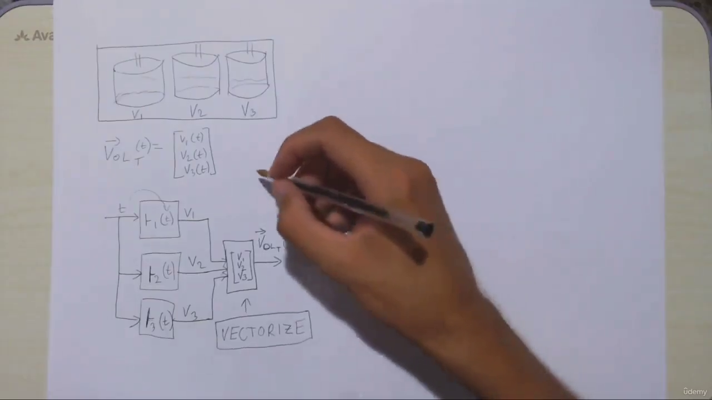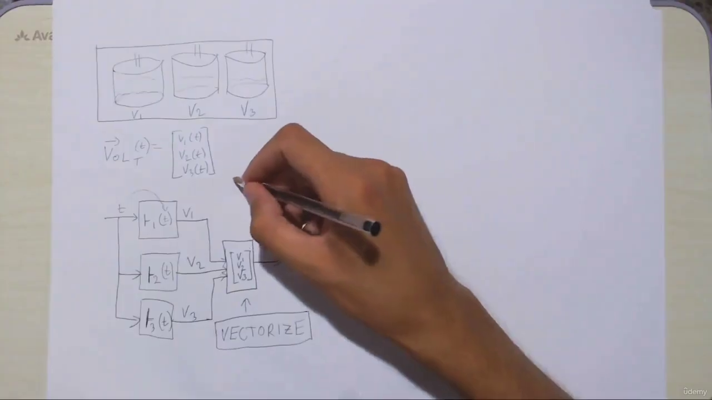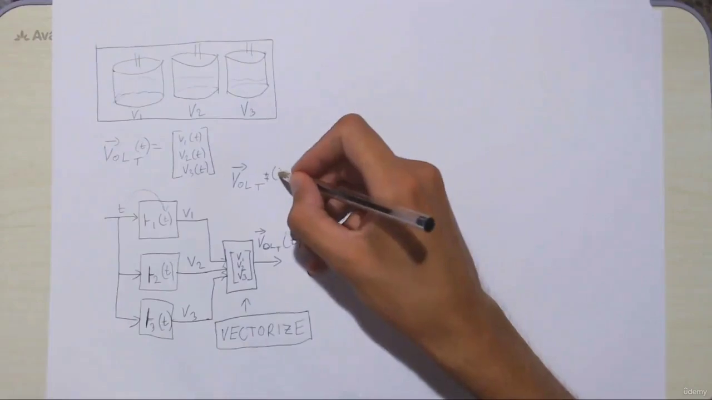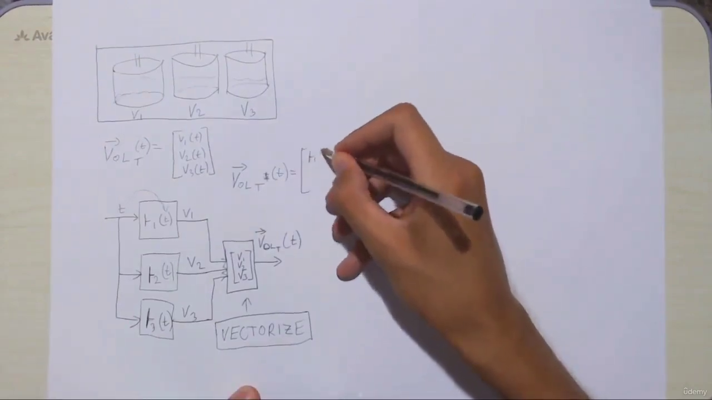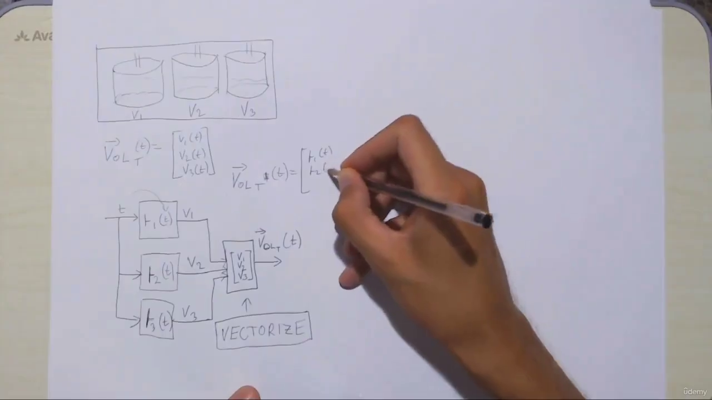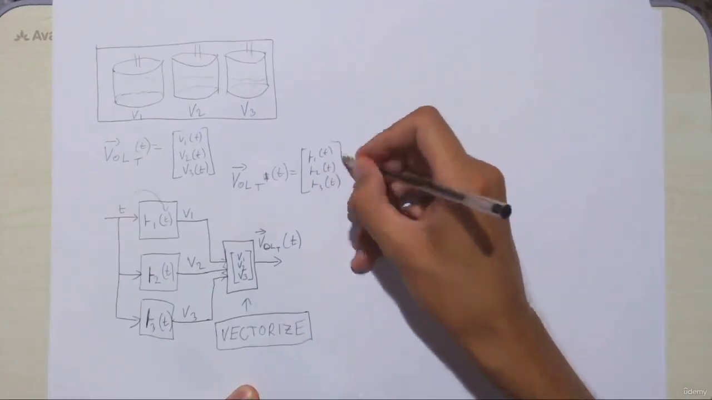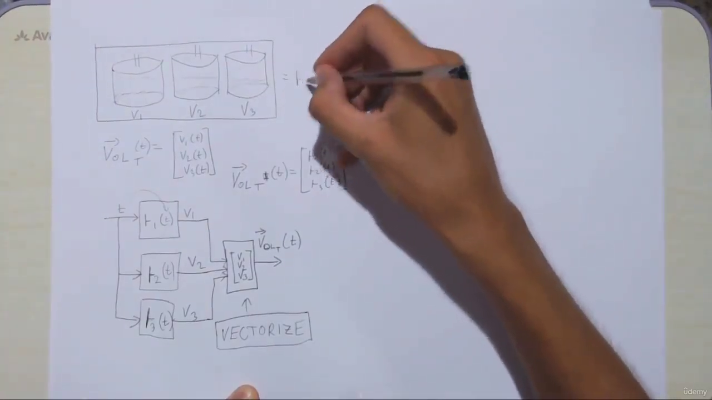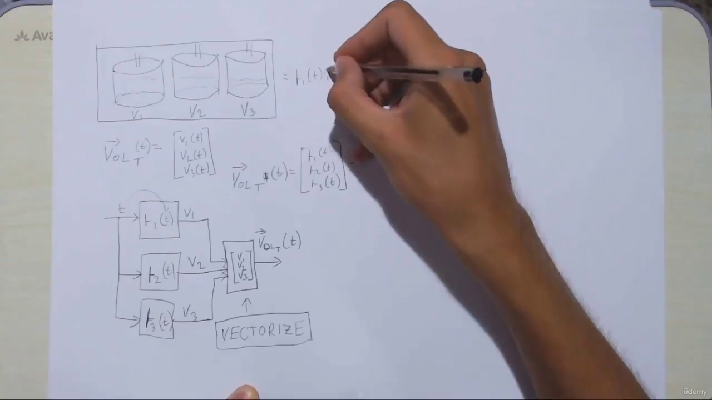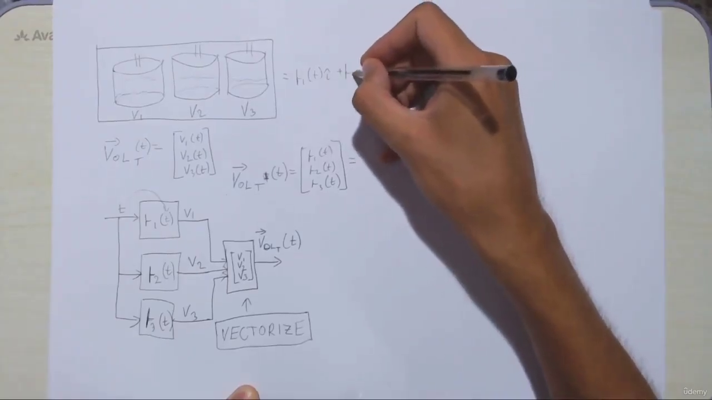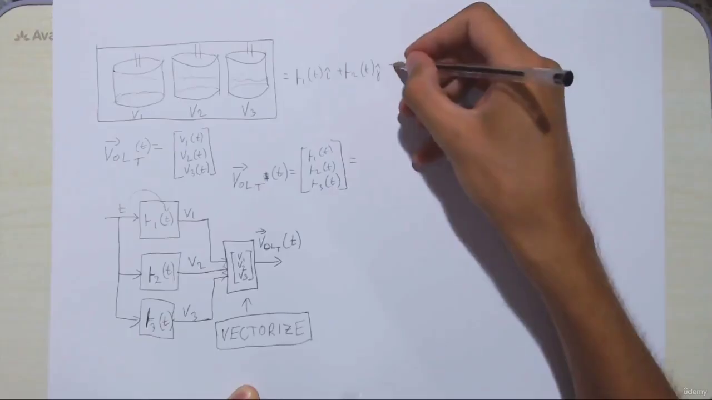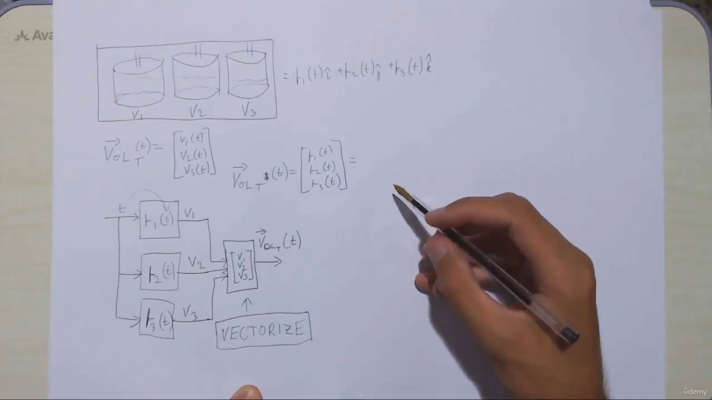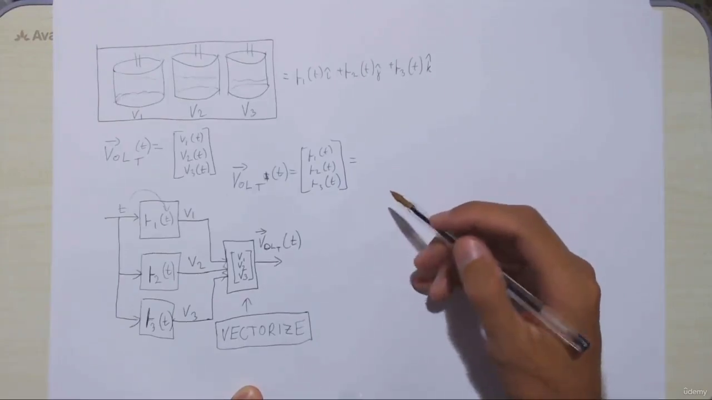A mathematical way to represent it would be like this. The vector of the total volume of water as a function of time would be f1(t), f2(t), and f3(t). Or you can also write it like this: f1(t) unit vector i plus f2(t) unit vector j plus f3(t) unit vector k. And this, in calculus, is also called parametric equations.